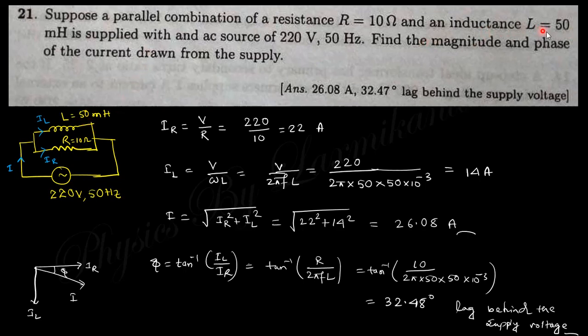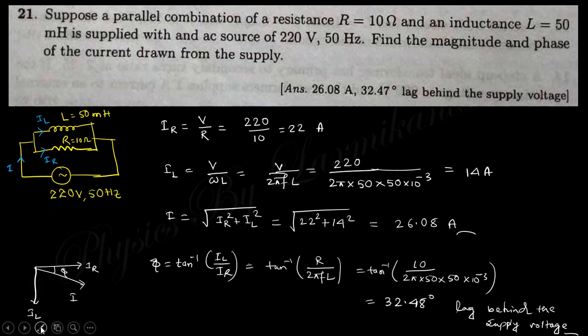this resistance and inductance are in parallel combination, supplied by an AC voltage source. Find the magnitude and phase of the current drawn from the supply. So you know this total current is the current through the inductor and the current through the resistor. The current through the resistor is voltage by resistance, and the current through the inductor is the voltage by reactance, the equivalent resistance of this inductance, right? So this is omega L, and this is 2 pi f L. If you put this in, you will get this value, and of these two currents, this is the current through the resistor, and this is the current through the inductor.